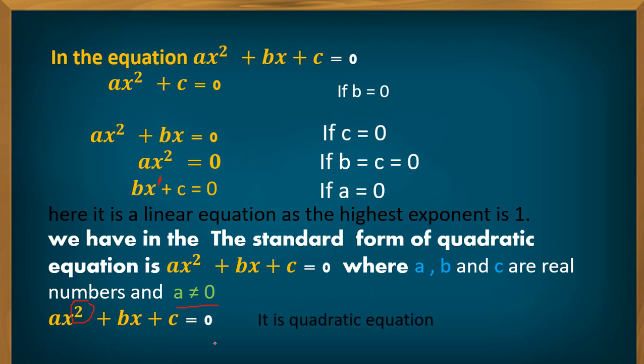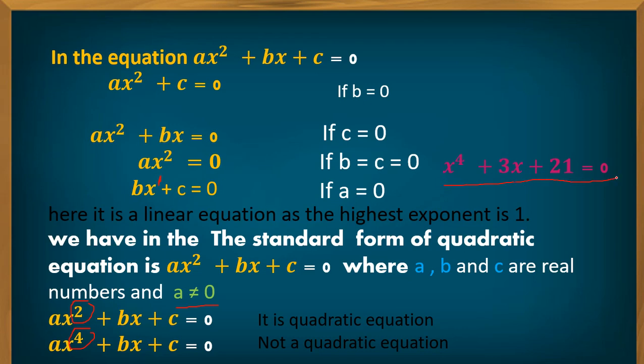Now what will happen if I am writing ax raised to the power 4 plus bx plus c is equal to 0? So can you say this is a quadratic equation? Definitely not. The highest exponent is 4. That means we can say it is not a quadratic equation as the highest exponent of the equation is not equal to 2. So here, this example: x square plus 3x plus 21 is equal to 0.